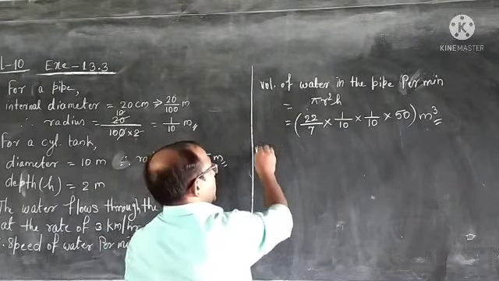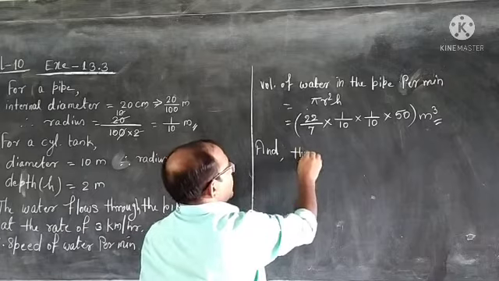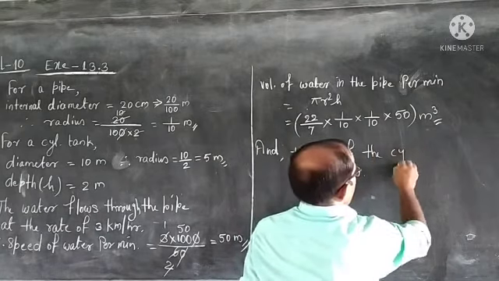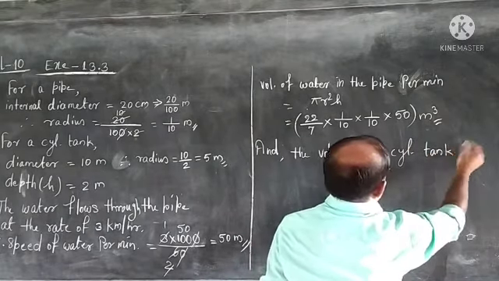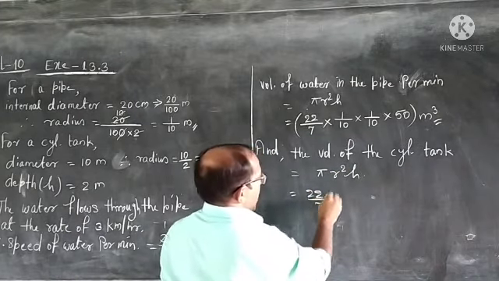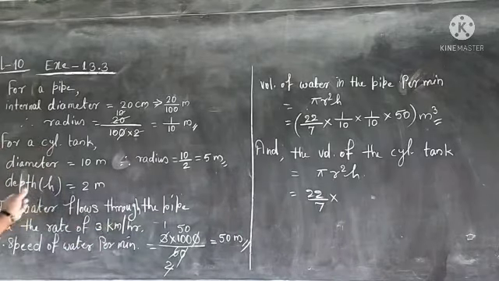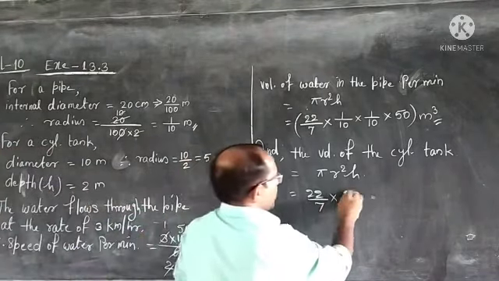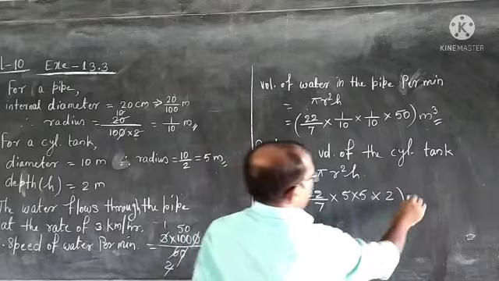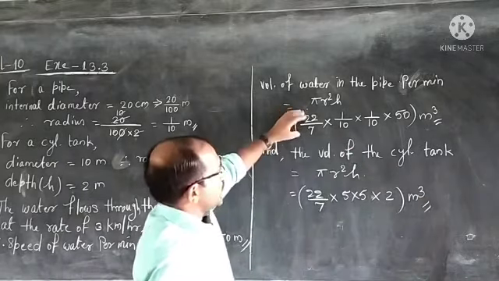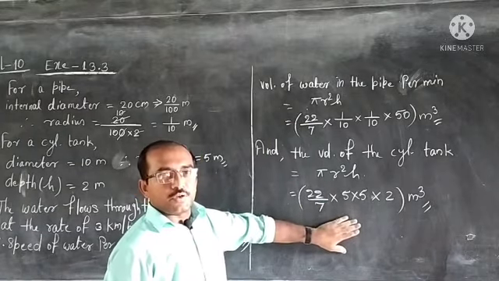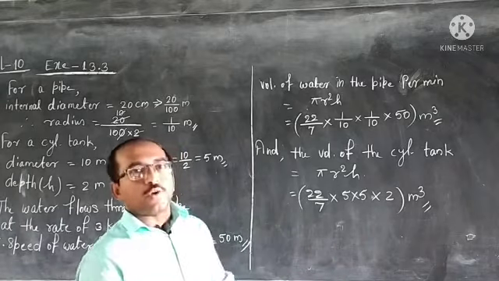Now we will go for the capacity of the tank, the volume of the cylindrical tank. Here also the shape is cylindrical, so we will use the cylindrical formula only. Volume is pi, 22 by 7, radius of the tank is 5, so 5 into 5, and height of the tank is 2 meters, in meter cube. So this much water will fall and fill the capacity of the tank. So how many minutes will water flow?